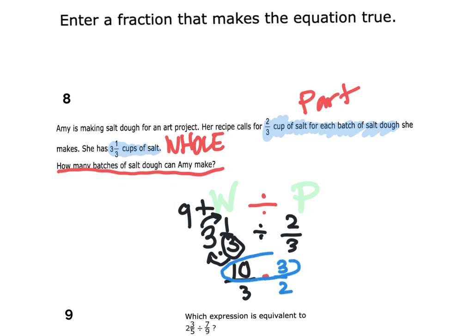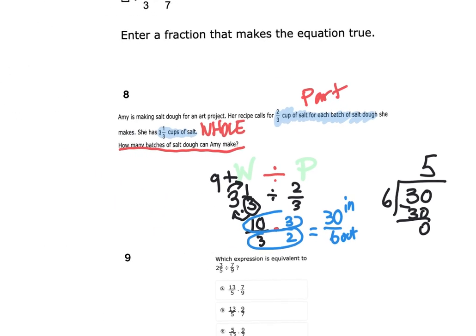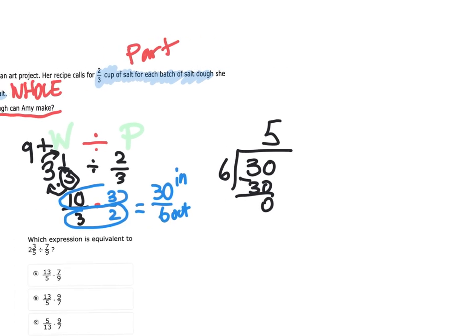Okay, now let's multiply. So you get 30 over 6. But you can't leave it like that because it's an improper fraction, so we're going to have to do in and out. So that means we're going to divide 6 into 30, which goes 5 times. So my final answer is 5 batches of salt.